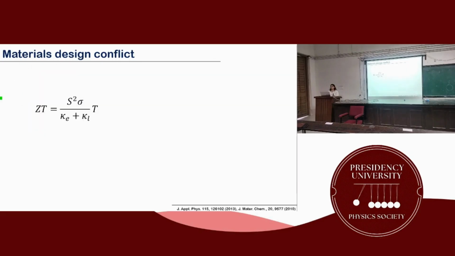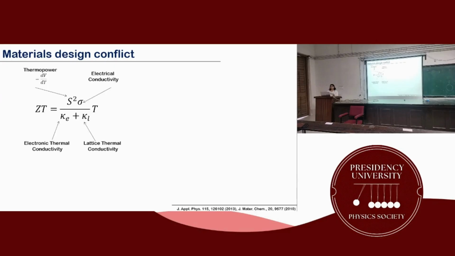When we talk about this ZT, we call it the figure of merit of a material. That is, how good a thermoelectric can be made from that material. If I choose a material, let's say ABC, how good can that be for thermoelectric application? So we choose this ZT to calculate or understand that.